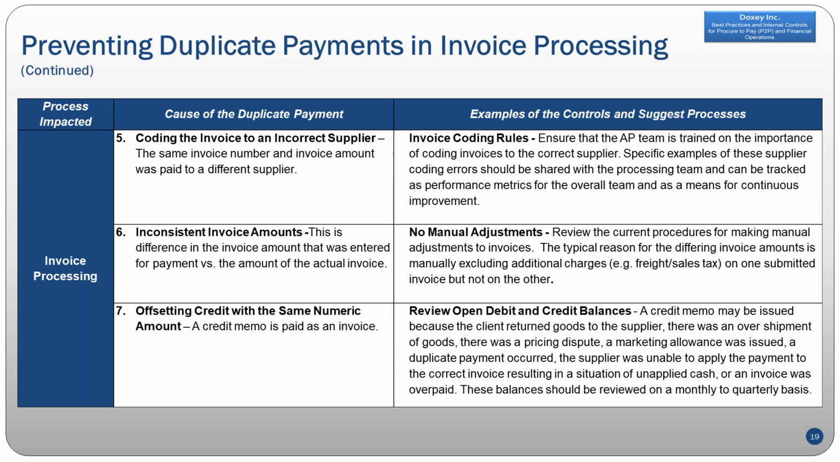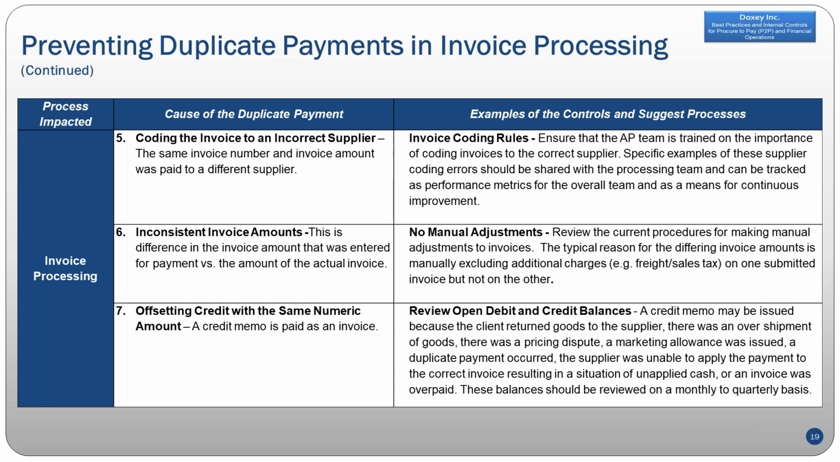And here we're recommending training the team on the importance of coding invoices to the correct supplier rather than just trying to get the work done for that day and kind of be a little sloppy with paying to the wrong supplier. And that's really showing the team what can happen if they're not processing the invoice to the right supplier. And you can have things like performance metrics and actually have the invoice processing team be part of a continuous improvement effort.